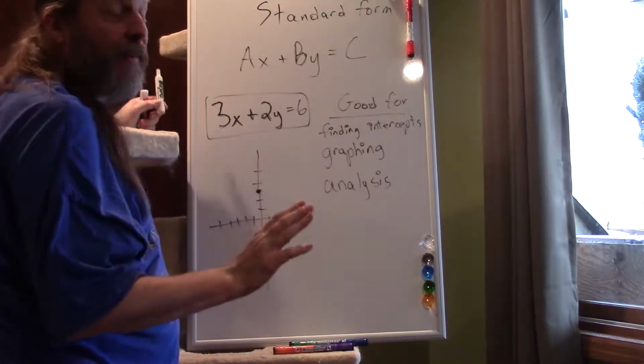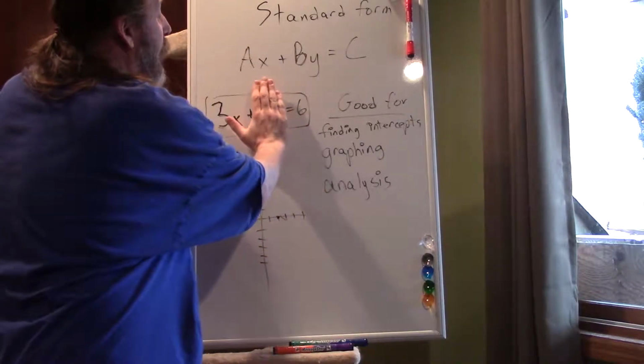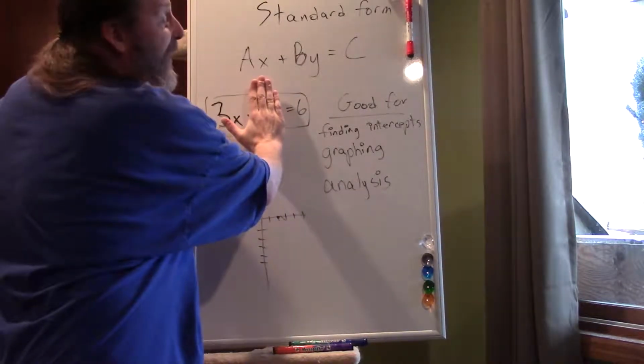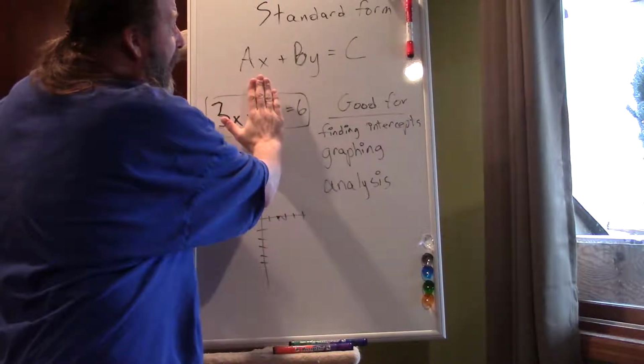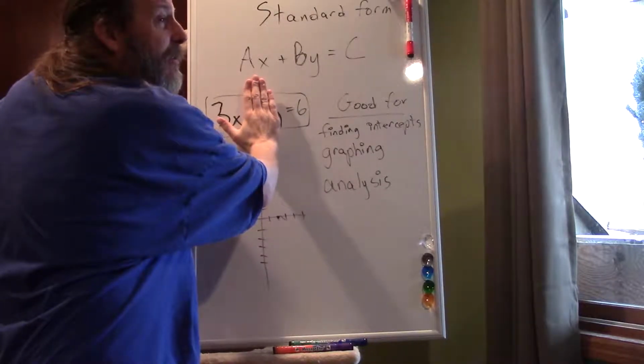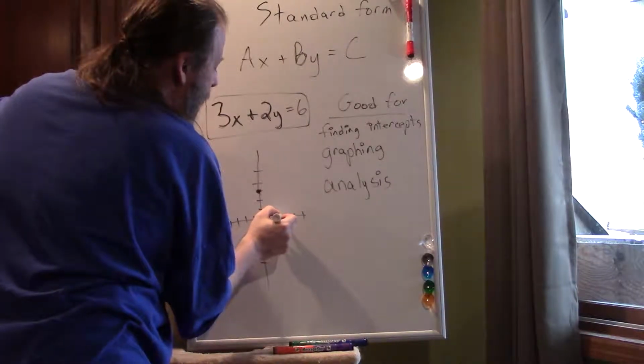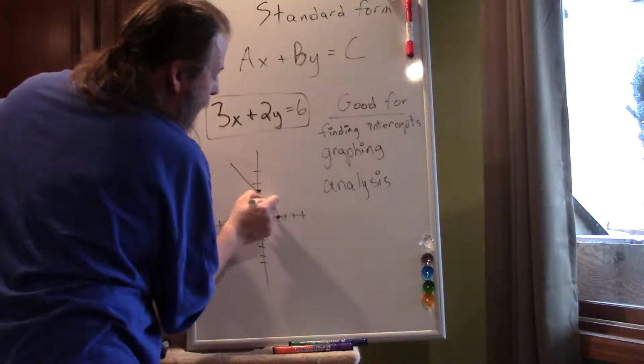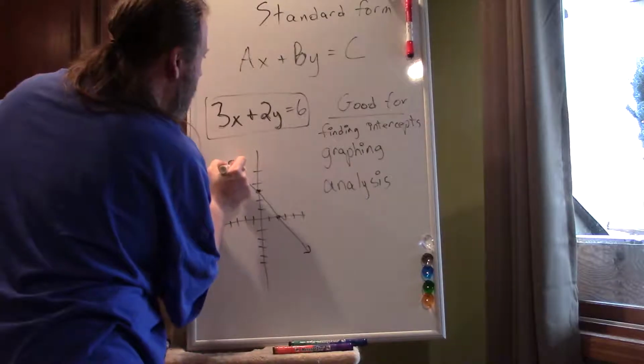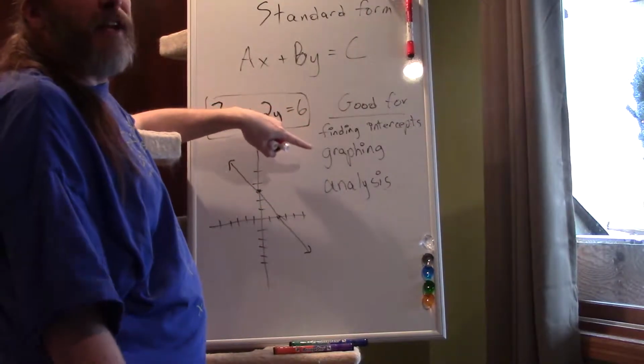Now let's see the same thing for what happens when y is 0. When y equals 0, 3x equals 6. If we divide both sides by 3, we get x equals 6 over 3, which is 2. So our x-intercept is going to be 2 right here. That allows us to graph our line like this. So that's why we use it for finding intercepts and for graphing.